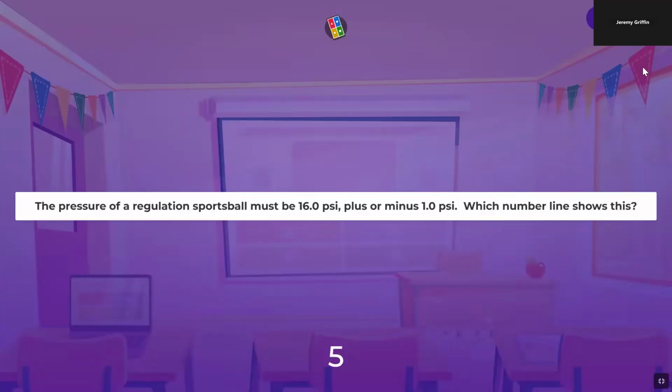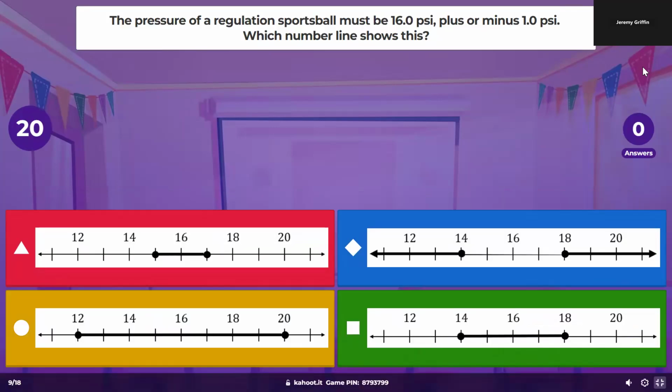Pressure in a regulation sports ball must be 16 pounds per square inch plus or minus 1 psi. Which number line demonstrates that? The number line shows 16 pounds per square inch plus or minus 1 pound per square inch.